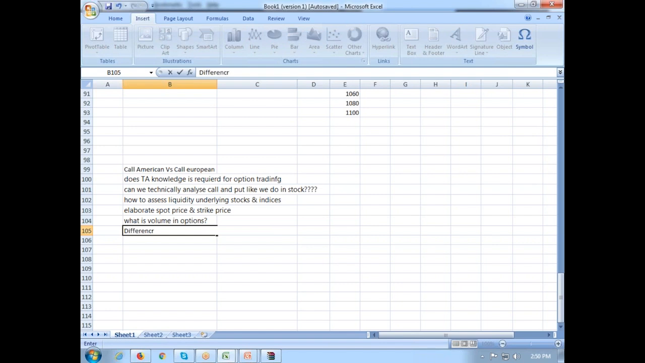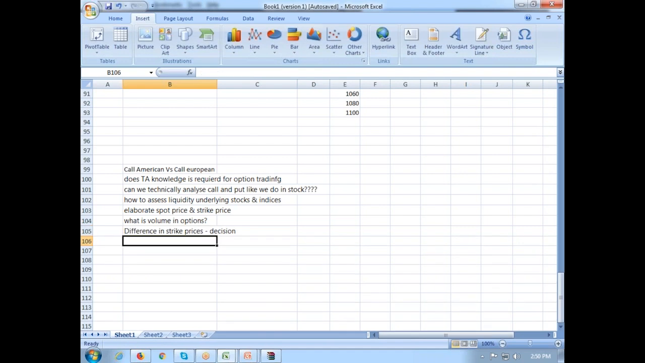Difference in strike prices decision. Who takes that? And how is it done? As in, for one stock, it is 10 points or 10 rupees, for another, it's 20 rupees or 20 points.